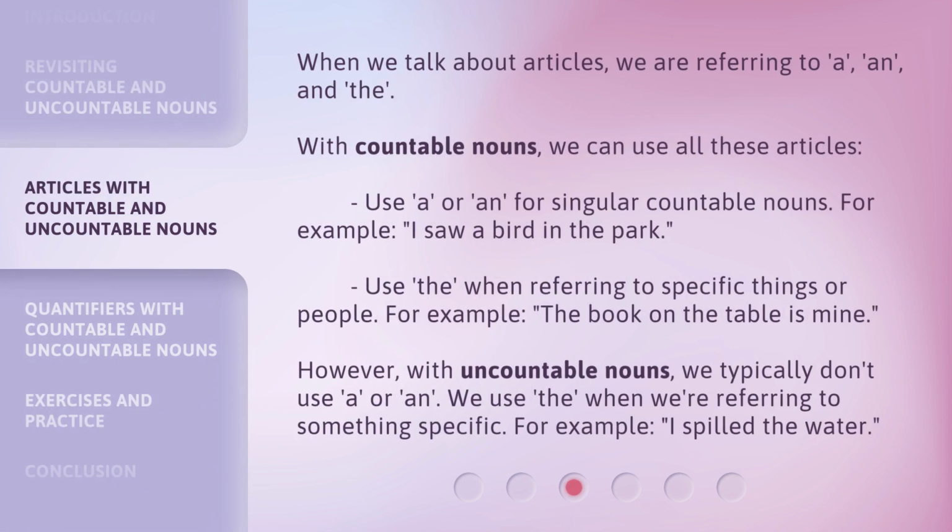When we talk about articles, we are referring to a, an, and the. With countable nouns, we can use all these articles. Use a or an for singular countable nouns. For example, I saw a bird in the park. Use the when referring to specific things or people. For example, the book on the table is mine.